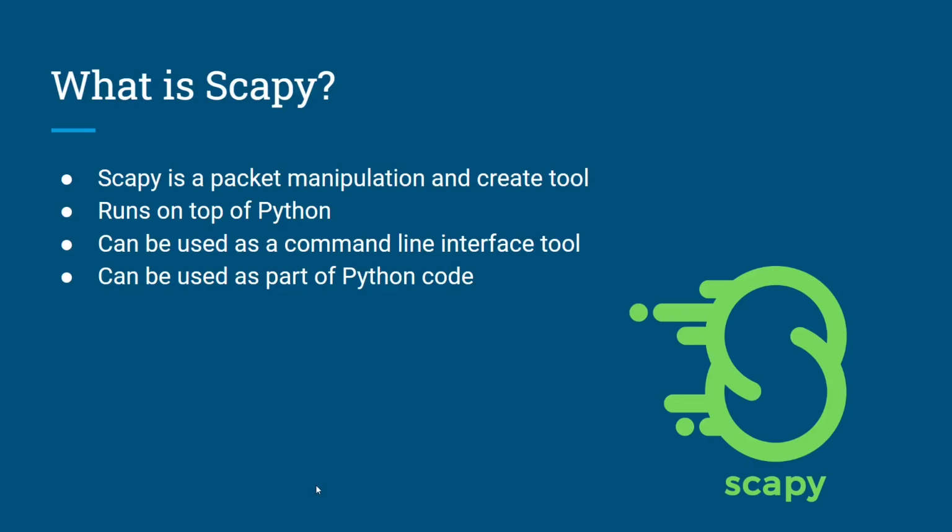Okay, so what is Scapy? Scapy is a packet manipulation and creation tool, and it's built with Python. So basically, it's a Python library, so it runs on Python and can be used as either a command line interface tool or as part of Python code. Both of those are useful in their own right. Command line tools are good for smaller testing and probing, but making it part of Python code really allows you to scale and build some really interesting stuff, like the DNS forwarder that we'll build.